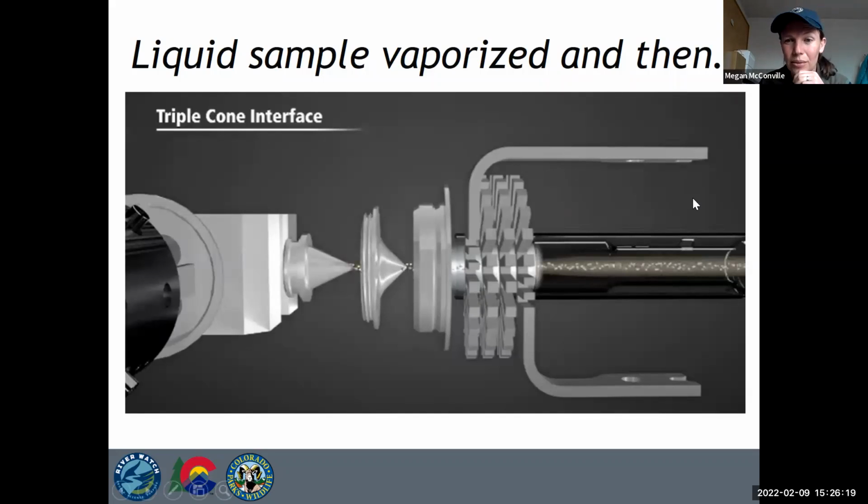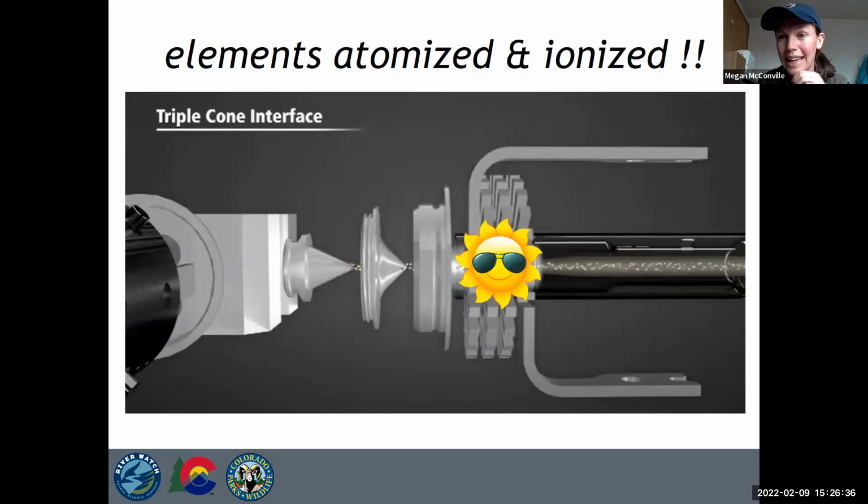Okay, so similar, right? We are creating a liquid sample. Now on this side, it's coming in the same direction. We're vaporizing that sample. It goes through this new instrument we're gonna have. Instead of this radio frequency coil, this is a patented device called a Luma coil, which is amazing. Again, plasma is created. Elements are atomized and ionized.